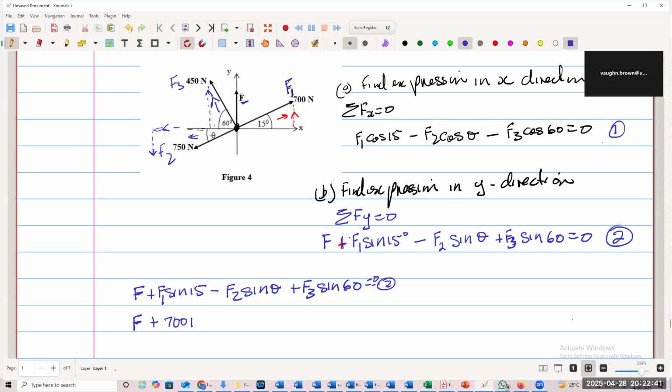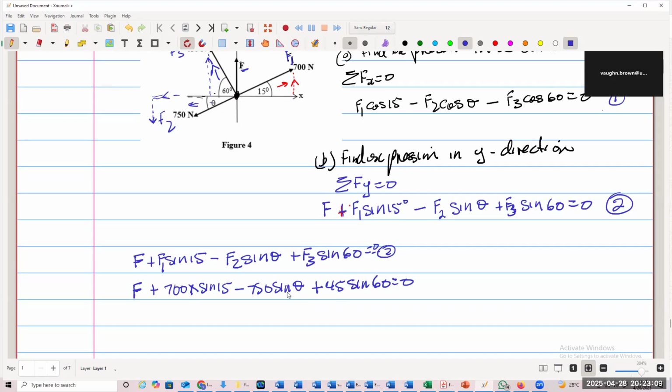700 times sine 15. Minus F2 was what now? 750, right? Sine theta. So we clearly see what they are, and then F3 now was 450 sine 60 equals 0. So we have all of that. All right, so we must just have an expression of F and sine theta, right?